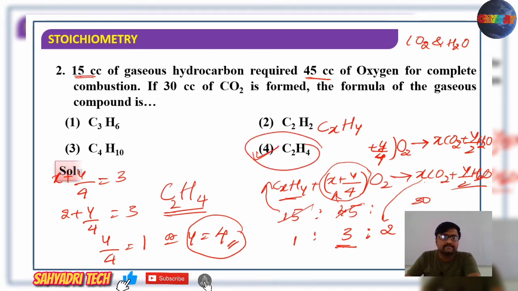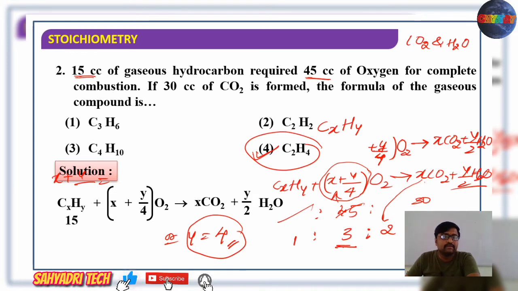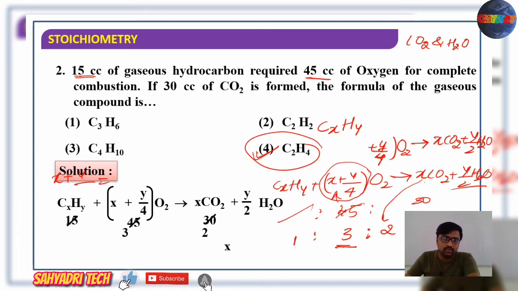Then if you consider the solution part, as I said, the general equation to be remembered is CxHy plus (x plus y by 4) of O2 gives rise to xCO2 plus y by 2 H2O. They specified 15 cc of that hydrocarbon combines with 45 cc of oxygen and produces 30 cc of carbon dioxide. So volume is specified here. 15 ones are, 15 threes are, and 15 twos are. We can get the simple whole number ratio here, 1 is to 3 is to 2.